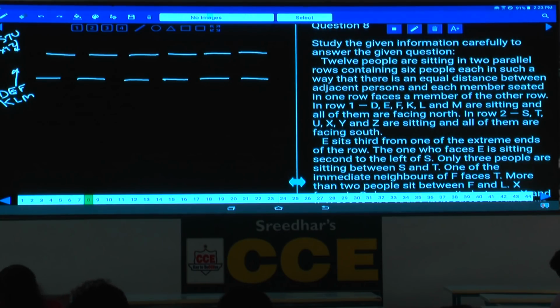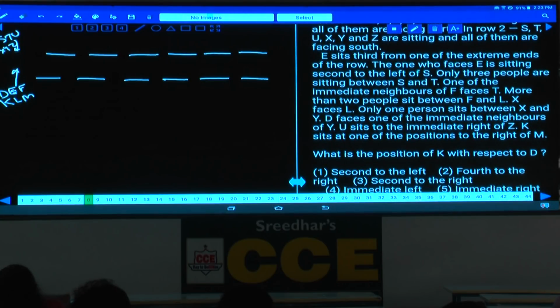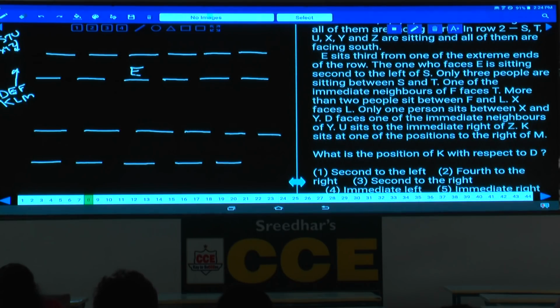Then coming to the conditions here: E sits third from one of the extreme ends of the row. Now E is in this row. E sits third, hence E can be third from the left end of the row. And what is the other possibility here? E can be third from the right extreme end of the row. E can be either here or here. There are two possibilities.